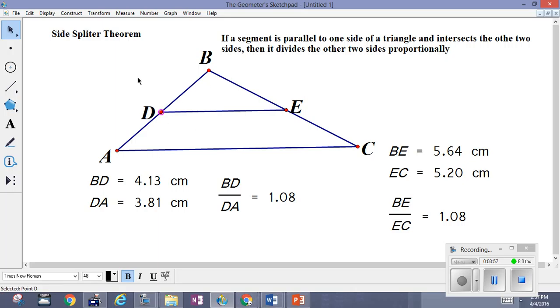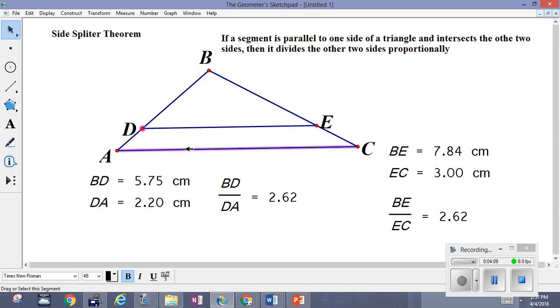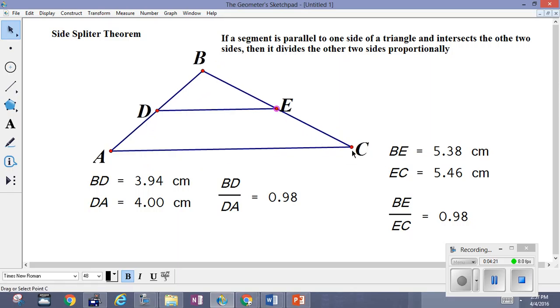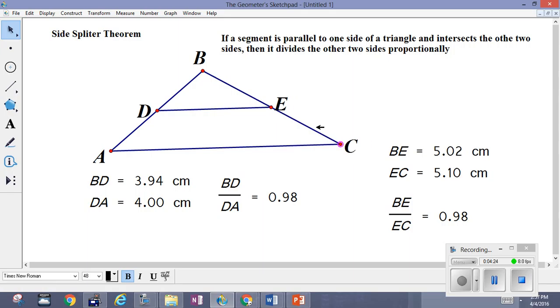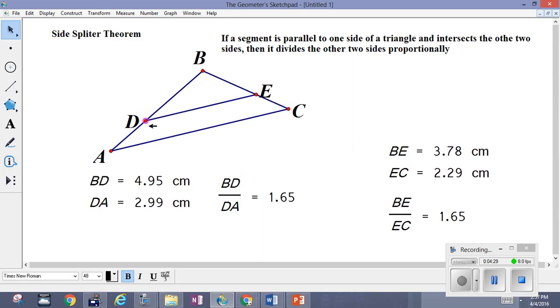So anytime we have this side splitter, that's what it says. Take a segment passing through one side of the triangle parallel to another side, and it will divide these two remaining sides proportionally such that the top to bottom ratio is always the same. No matter how I distort this triangle, that ratio is going to remain the same, top to bottom ratio. And there you have it. That's the side splitter theorem.